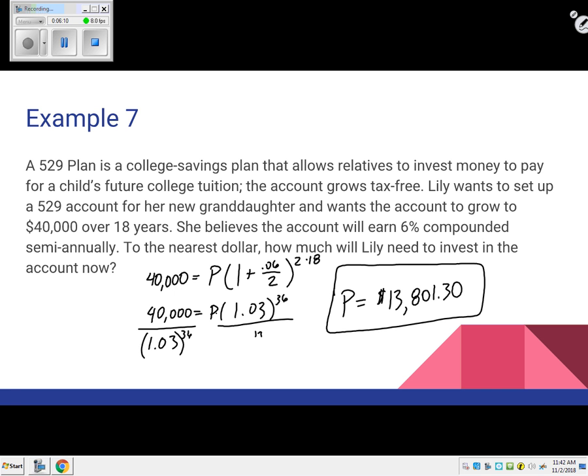Maybe you have a grandparent that did that for you. My grandma gave me savings bonds, and I guess that helped out some.